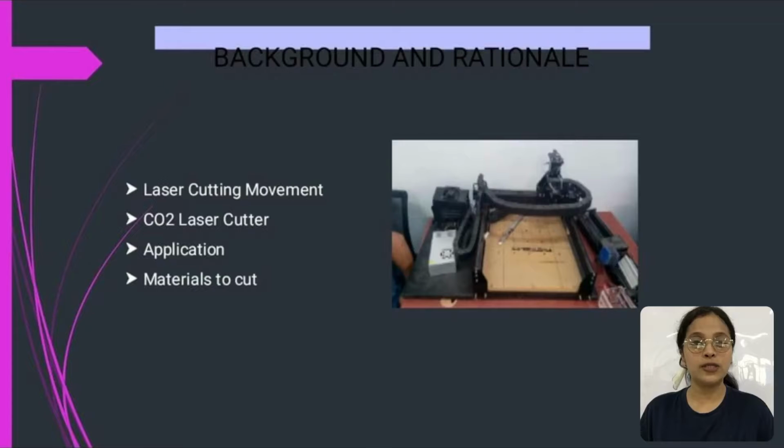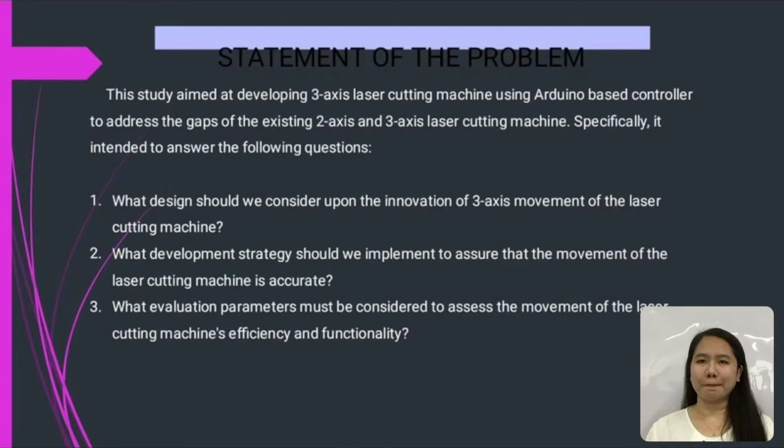The CO2 is an efficient laser with the highest average power for material processing, for cutting and engraving, and the application involves melting, burning, or vaporizing materials through a laser beam. The laser cutting machine focuses to cut paper only.